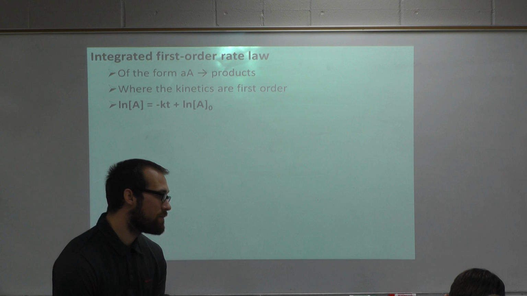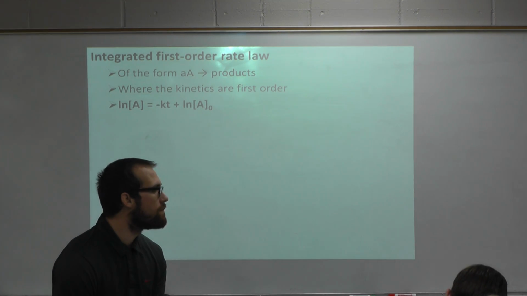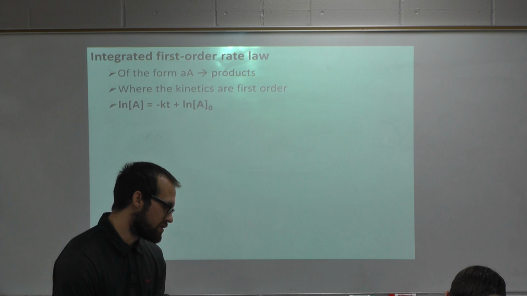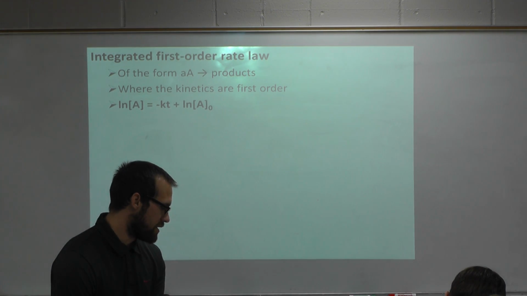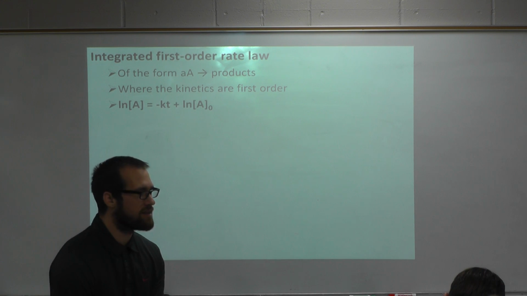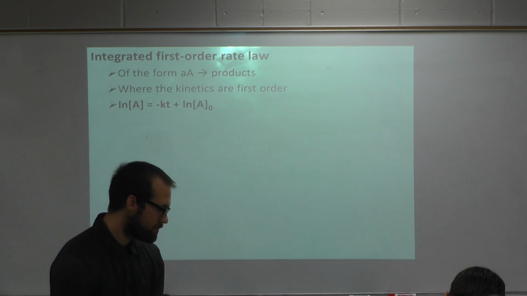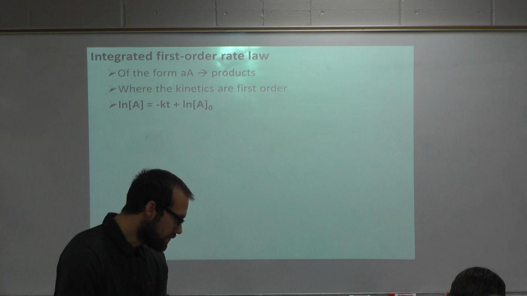If it has two reactants, would it be them both added together? Great question. For the sake of simplicity, we're only going to focus on one reactant decomposition equation. Okay. Yep. Got it.